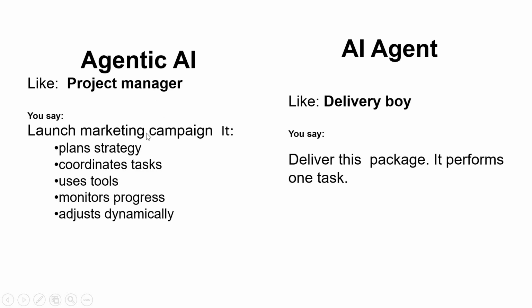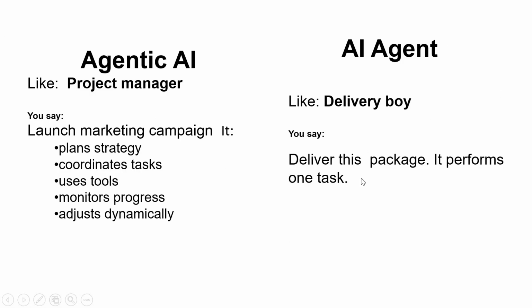It has multiple tasks to perform, like launching a marketing campaign, planning strategy, coordinating tasks, using tools, monitoring progress, and adjusting dynamically. So it has to perform multiple things, and it has to think about which could be first. For example, it has reasoning. Reasoning means that first it has to plan a strategy, after that coordinate. It will not simply say okay, plan, after that monitoring and then adjust. It will decide what could be the best way to execute them. So that way agentic AI will work.